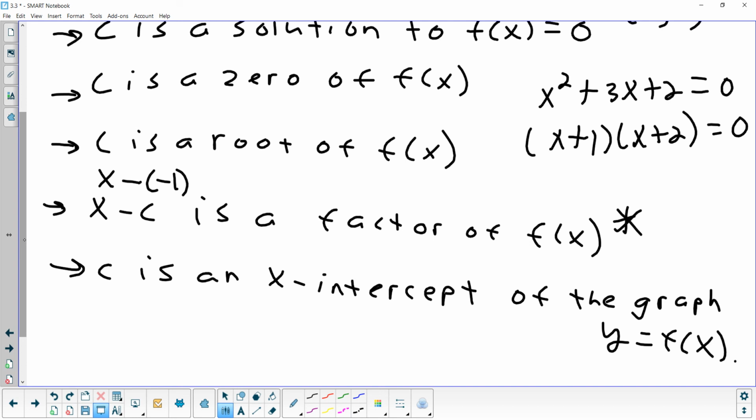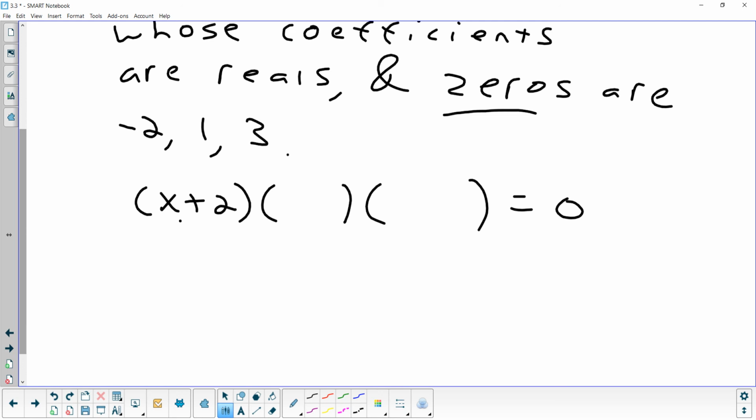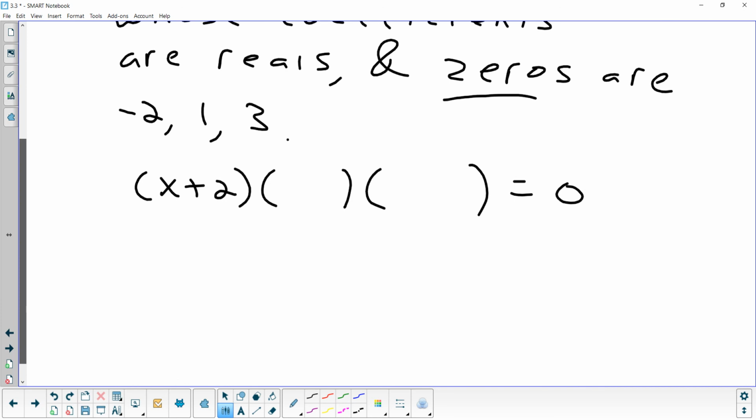Yep, we know -2 is a 0. What else do we know? Then it's an x-intercept of the graph. Yep, we know that it crosses the x-axis there. What else do we know? X minus -2 is a factor. Yes. If -2 is a root, then x minus -2, which is x plus 2, must be a factor. Because this must have come from 3 factors, and you're able to plug in each one of these numbers into one of the factors and get 0 as an answer. There's your first one. If you plug -2 in, you get 0.